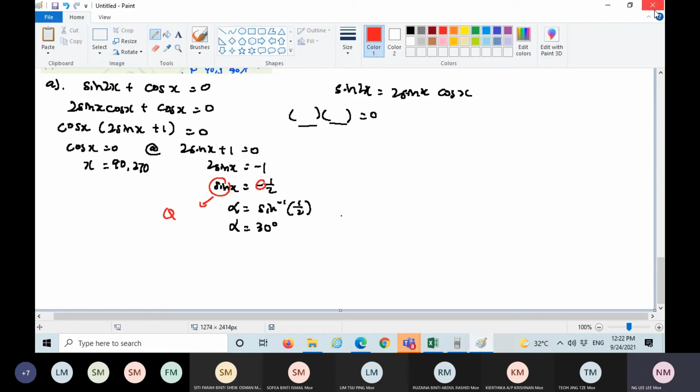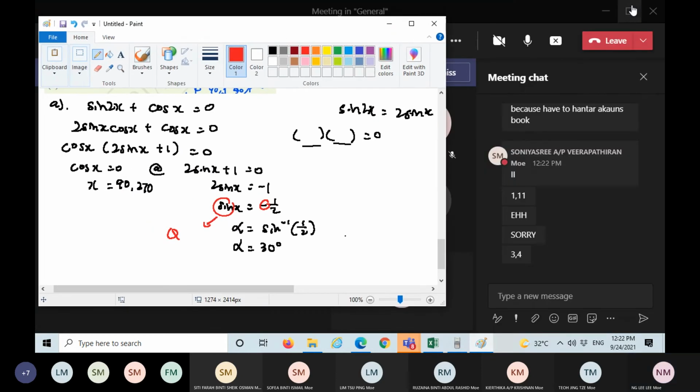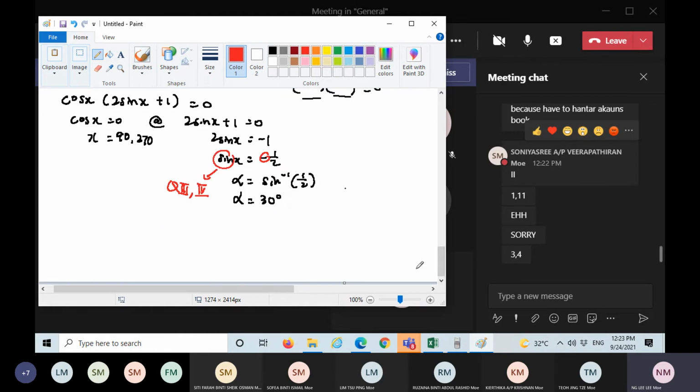So, which quadrant? Okay, 3 and 4. So, quadrant 3 and quadrant 4. What do you have to do in quadrant 3, and what do you have to do in quadrant 4? Okay, next, go.